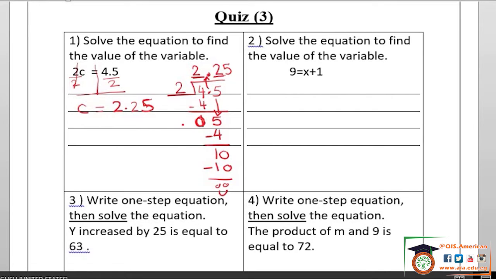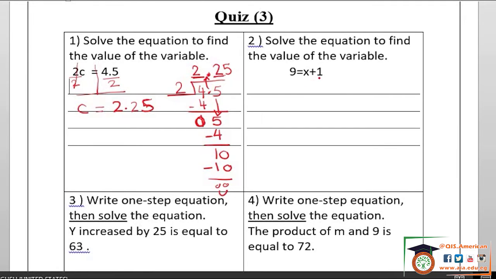Now look at question number 2. It says solve the equation to find the value of the variable. Look here at this equation. This equation is of which type? It's addition, correct? Because here I have my variable and added to it is what? A constant. I need to get rid of this one. So I will do the opposite operation of what? Of addition, since it's an addition equation.